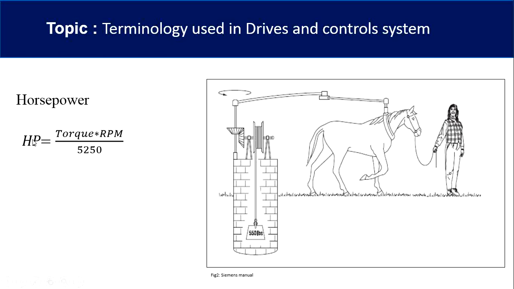Okay, and every time I know power will be constant, so either of these terms should be in a position. If torque increases, rpm should automatically decrease, only then will my horsepower remain constant. If rpm increases, torque should automatically decrease, so that my horsepower will be constant.